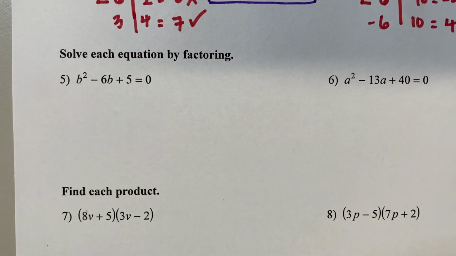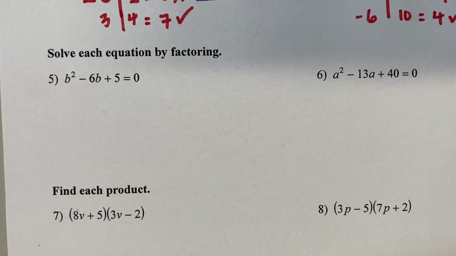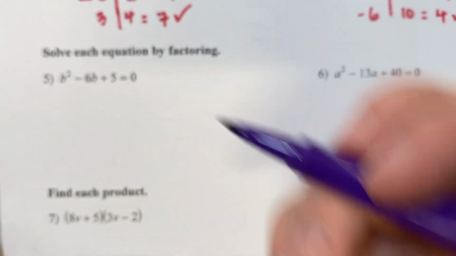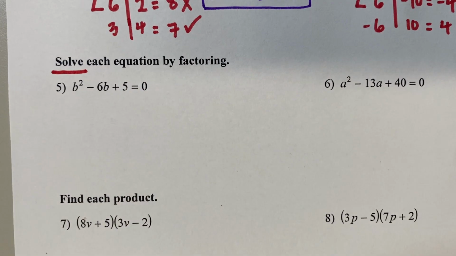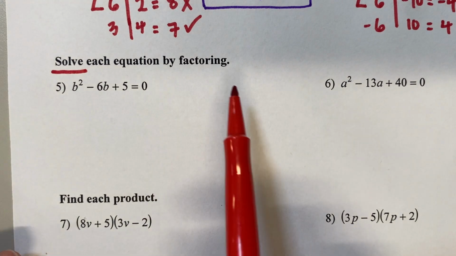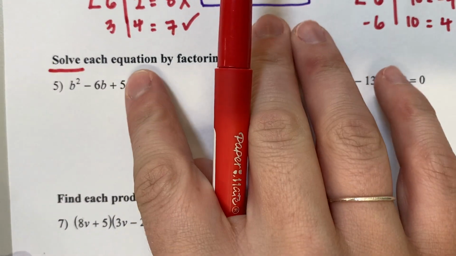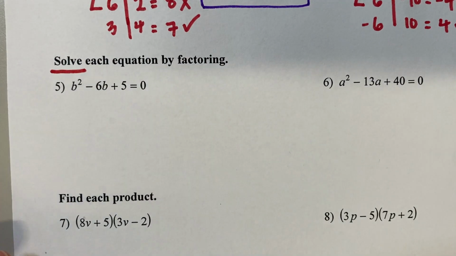Okay, for 5 and 6, the only difference here is that we're now solving each of these, and what tells us we're solving them is that it has an equal sign in it, so it is an equation. Okay, so we're actually trying to figure out what the variable is. So then it says solve by factoring. So same thing here, we've just added an equals 0. Okay, but we're still going to play the number game.